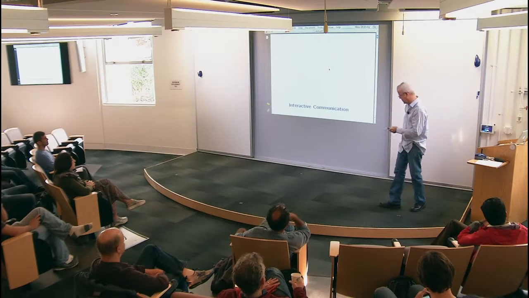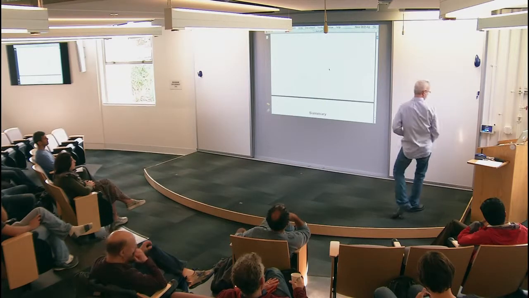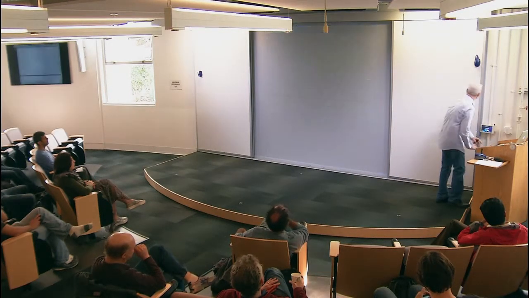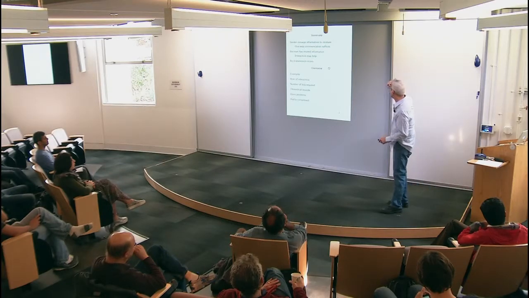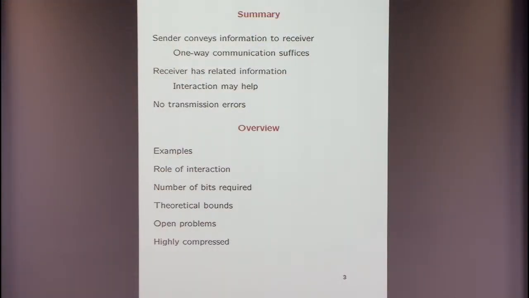First, let's very briefly talk about what we're going to do. We know that when a sender conveys information to a receiver, one-way communication suffices. If I have something to tell you, I can just talk to you. Like on the TV, they just talk to you, and that's sufficient. They want to tell you the news. They don't need any feedback from you. However, if the receiver has related information, then interaction can help.